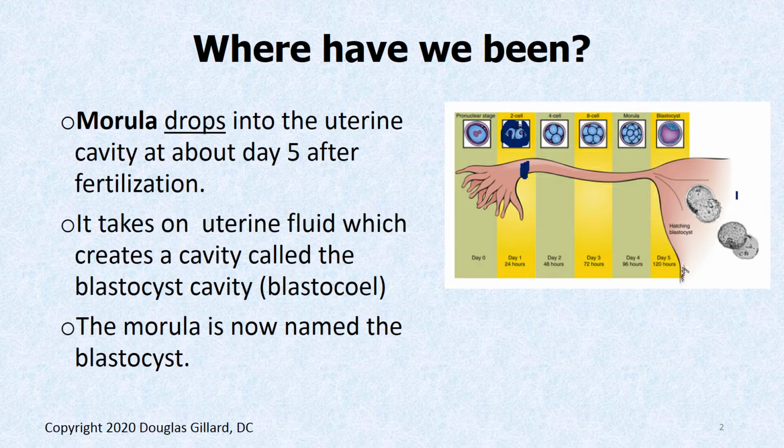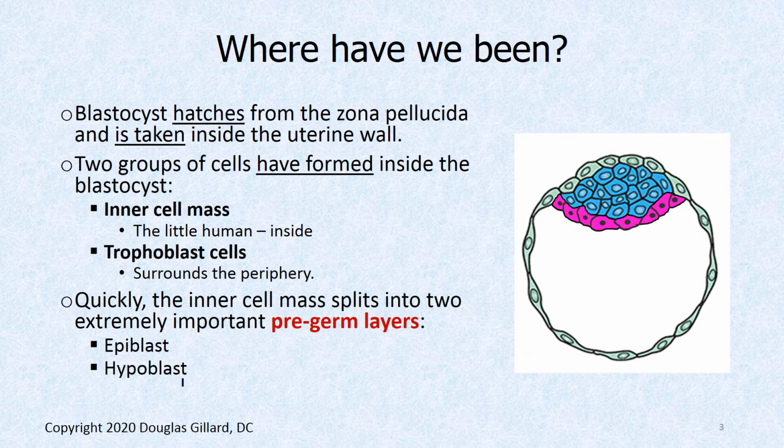And then the morula drops into the martini glass we talked about last week, into the uterine cavity, takes on uterine fluid, and it carves out a cavity within this solid ball. You can see the cavity right here. That's called the blastocele. And it also gets a new name called the blastocyst. Then we said the blastocyst hatches from the zona pellucida while it's floating around.